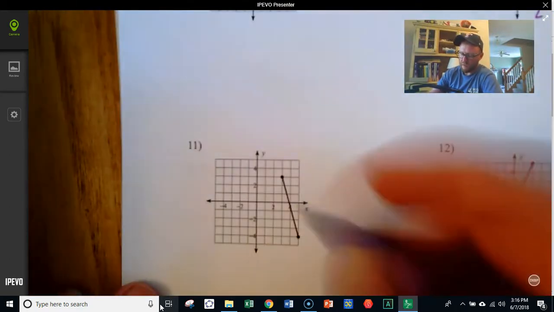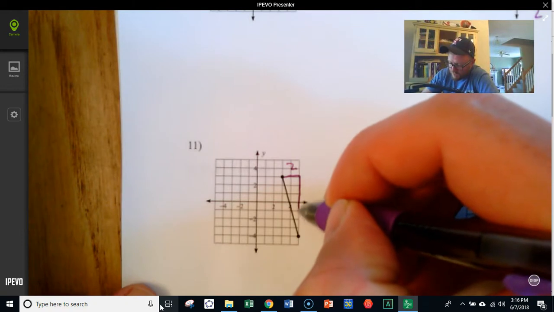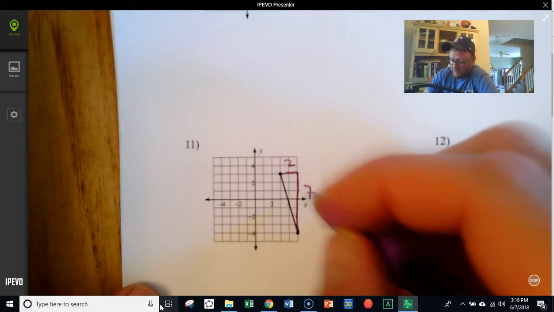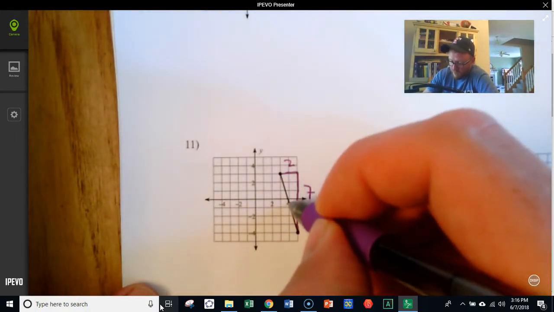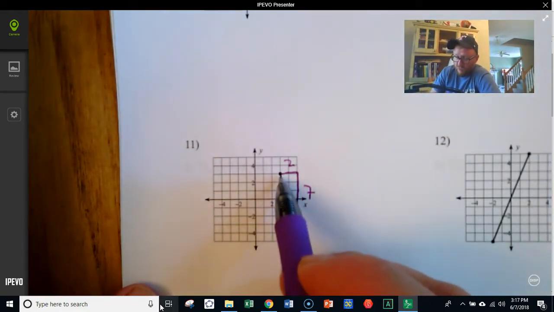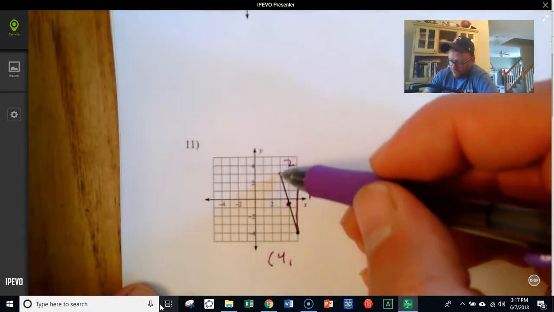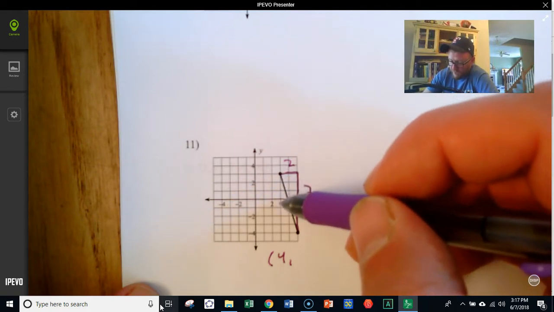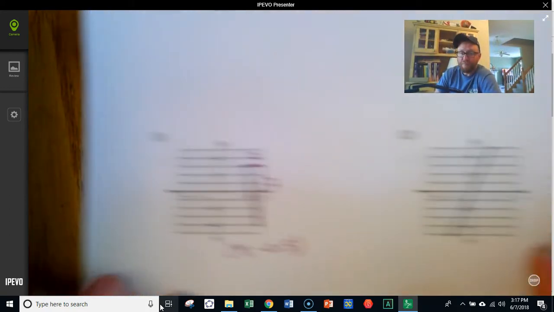Let's see, down here, it's over 2 and down 1, 2, 3, 4, 5, 6, 7. Over 2, down 7. So our midpoint is going to be over 1, down 3.5. We started out at an x-coordinate of 3. We went over 1 to an x-coordinate of 4. Started out at a y-coordinate of 3. And we went down by 3.5, which lands us at negative 0.5.